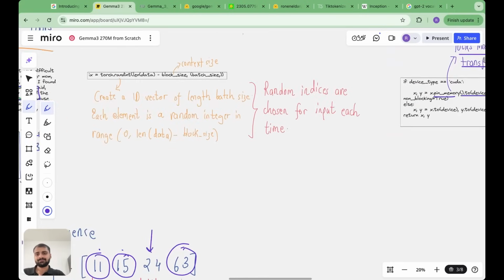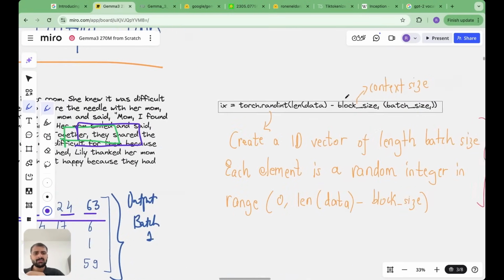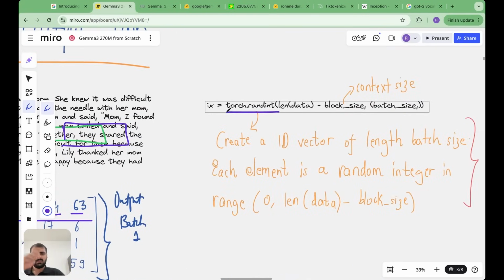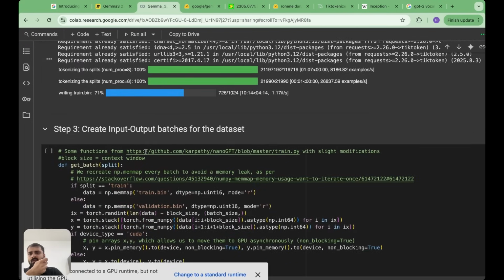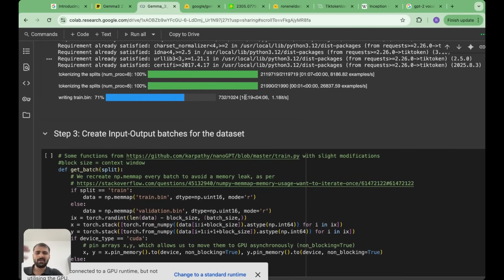In the code, you will also notice this randint, which means that the input sequences, these green sequences, are chosen randomly from the data set. We will write a function called get_batch. When we call that get_batch function, input sequences will be chosen randomly and output sequences will just be the input shifted to the right hand side by one. This train.bin which I showed you earlier is still ongoing. That's why I mentioned that it's a pretty time expensive process.